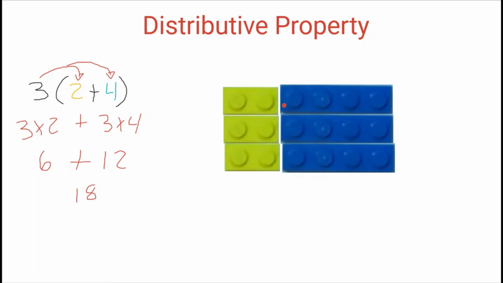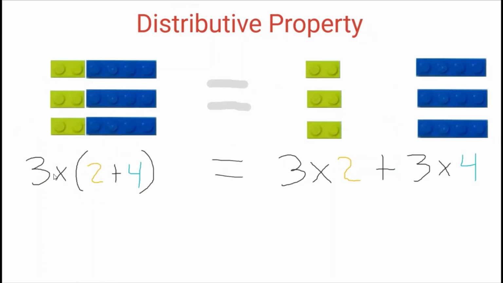So let's see, 1, 2, 3, 4, 5, 6, 7, 8, 9, 10, 11, 12, 13, 14, 15, 16, 17, 18. So that is the distributive property. The distributive property is saying if you have 3 groups of something in the parentheses, you can distribute it to each thing inside the parentheses. So we distributed the 3 to the groups of 2, and we distributed the 3 to the groups of 4.